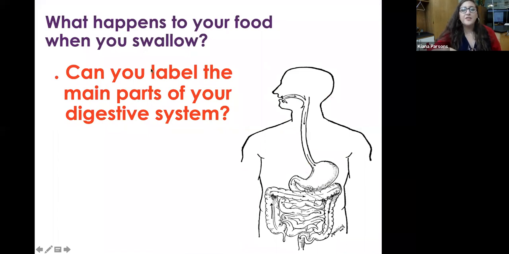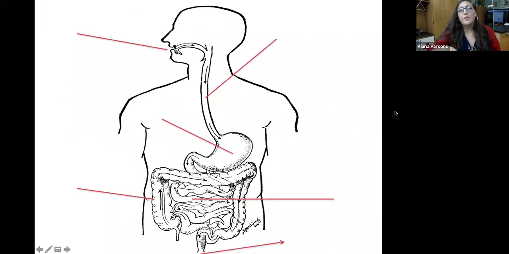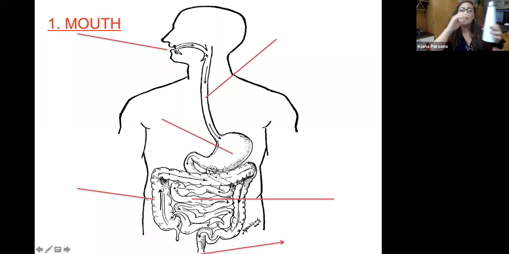So what happens to your food when you swallow? Can you label the main parts of your digestive system? So let's go ahead and label those now. We've got the mouth. All right, ingestion. We're eating some food, we're chewing it. So we've got our mouth as part of this now, our teeth, the salivary glands in our mouth that produce enzymes that help with digestion, and also saliva itself that helps with digestion to lubricate the food and turn it into this bolus shape.